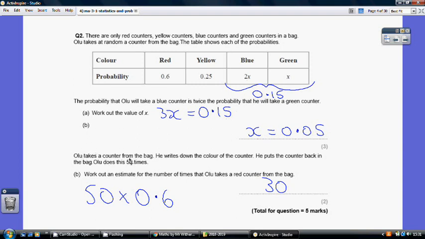Now, Olu takes a counter from the bag, he writes down the colour, he puts the counter back in the bag, does this 50 times. Estimate the number of times he would take a red. So the chance of a red with one pick is 0.6. So how many reds if you pick 50 times? 50 times 0.6, which is 30.